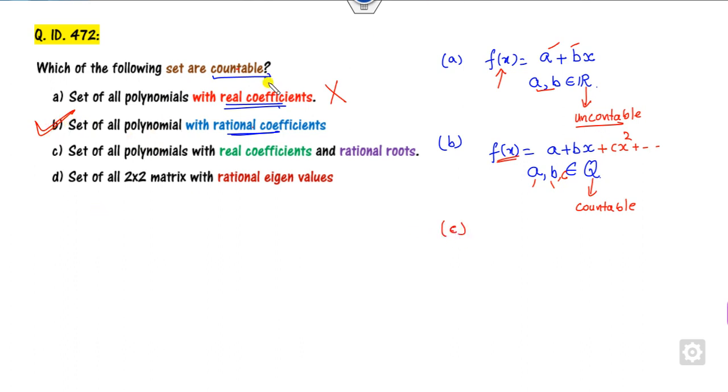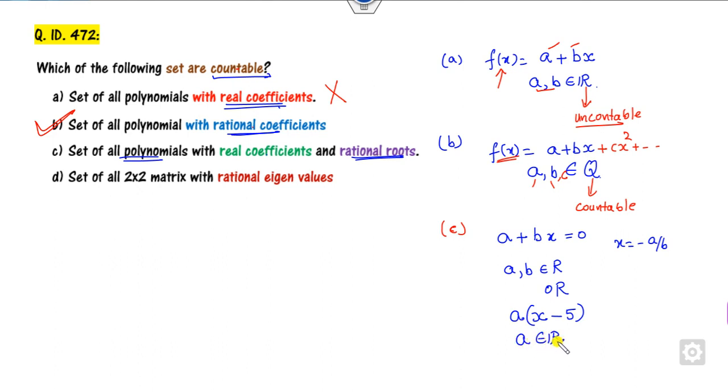So you can see again C is the set of the polynomials with real coefficients. So I can say a plus bx, where a and b are real, and the root is rational. What is the meaning of that? If I consider this, the root of this polynomial is minus a upon b. I can consider the root as rational, so I can consider x minus 5. This is my root, which is rational, if I consider this a, where a is my real number.